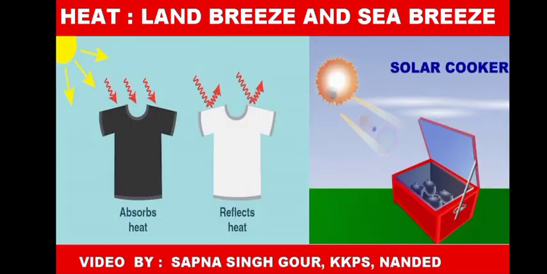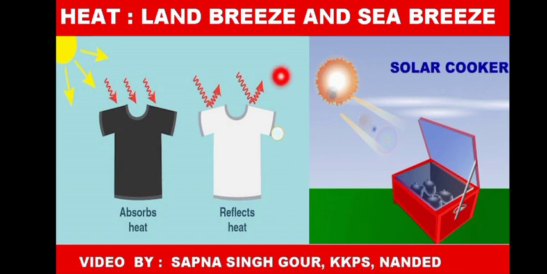Now, the importance of colors of objects in everyday life. We'll see some examples which will show the importance of colors of objects in our day-to-day life. We use dark colored objects where we want to absorb more heat, and light colored objects where less heat is desired.